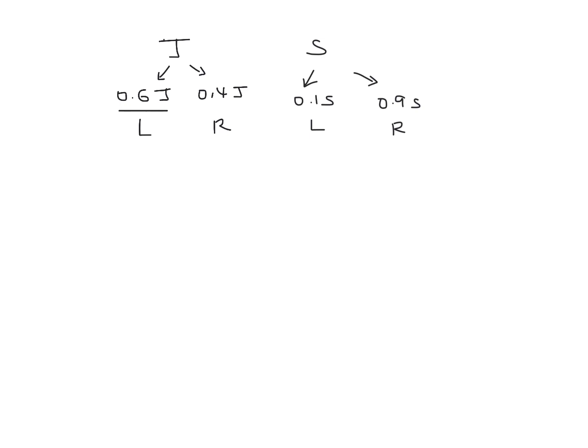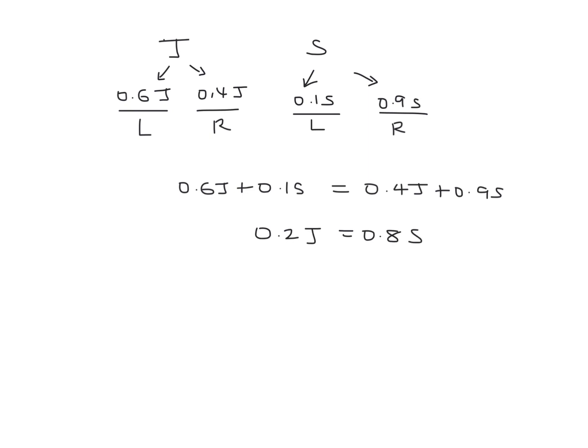So that means this guy and this guy, which is 0.6j plus 0.1s, is equal to this guy and this guy, 0.4j plus 0.9s. So let's put all the j's on one side and all the s's on the other side. And if you divide both sides by 0.2, you get j is equal to 4s.